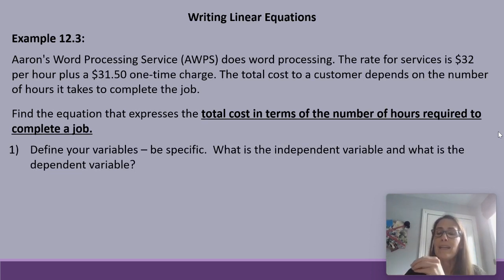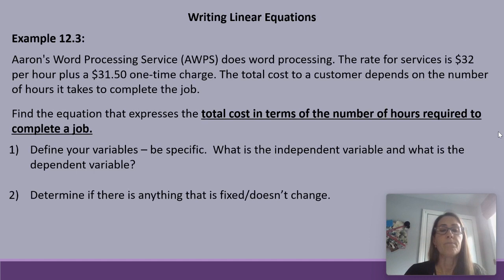So independent sometimes means it's the one that changes first, and the dependent variable, the value of that is going to depend on what the independent variable is. So our total cost is going to depend on how many hours are required to complete the job. So Y is going to be total cost, and X is going to be the number of hours taken to complete the job. We'll see that in a second.